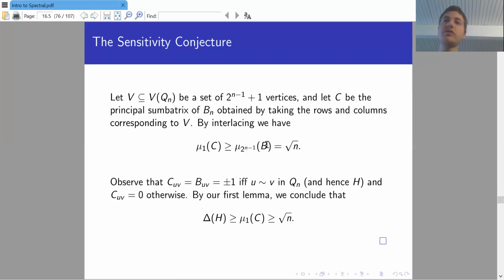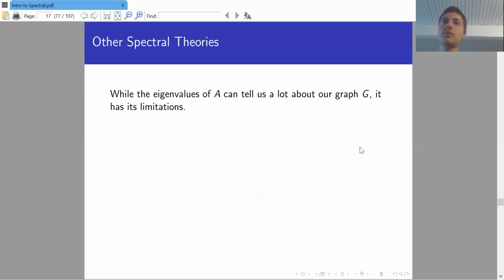So really, concentrating all these eigenvalues on these 2 points in exactly this format was very crucial to proving this result. Okay, so now that we've proven that, I want to talk about some limitations of the adjacency matrix.